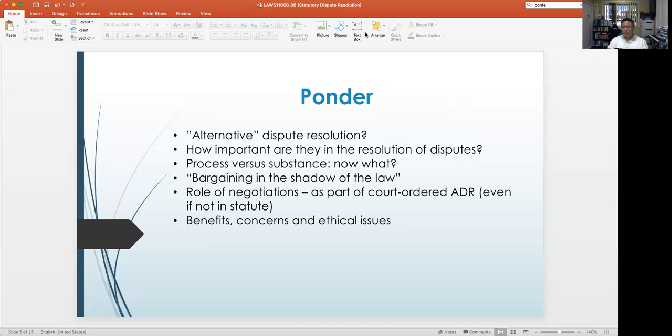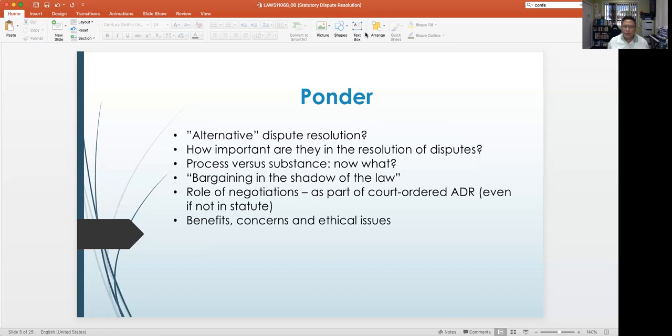So the point there is that even when there might already be a judgment handed down by a court, either after a hearing or based on a consent order, that may not be the end of the dispute. It may just be the beginning of more disputes. So even as we talk about statutory dispute resolution processes, we need to think about the process as well as the substance. What substance or outcome will these processes lead to? And we're going to be considering that as well.